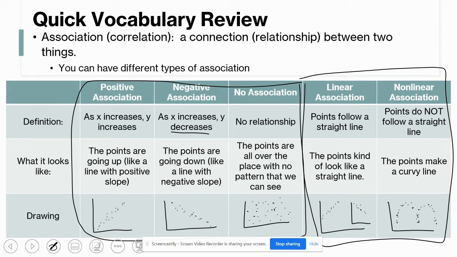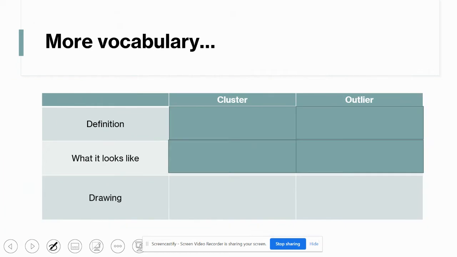All right, so they look all over the place. All right, so obviously I went through that really fast, so pause as you need. Okay, so there's two more vocabulary words. Again, pause as you need.